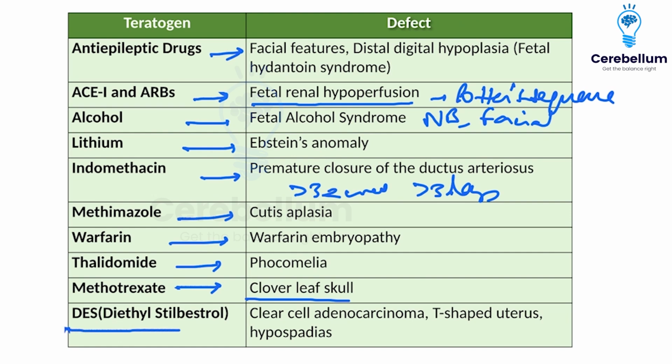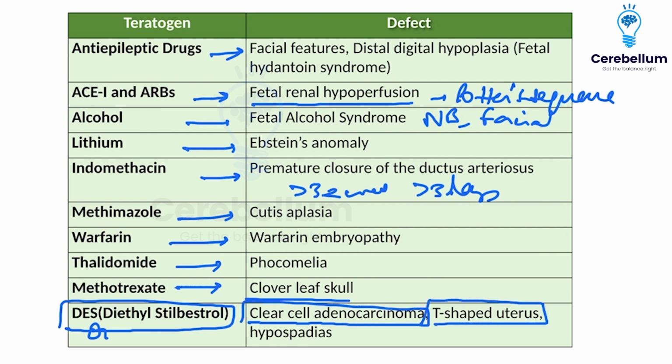And one extra one I have added here is diethylstilbestrol. This has come as a question twice now. In female fetuses, it causes clear cell adenocarcinoma of the vagina. It also causes Mullerian anomalies like a T-shaped uterus, and in male fetuses it causes hypospadias. So what does it cause? Clear cell adenocarcinoma and T-shaped uterus in female fetuses, and hypospadias in male fetuses.